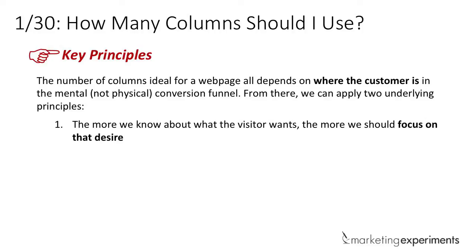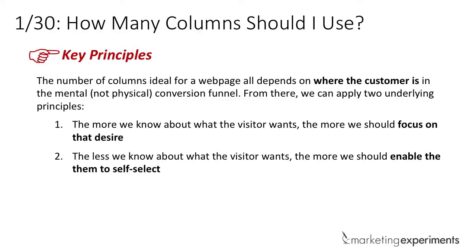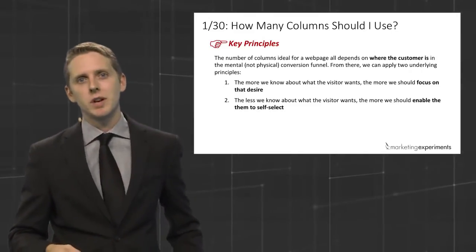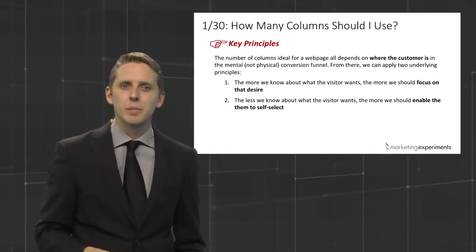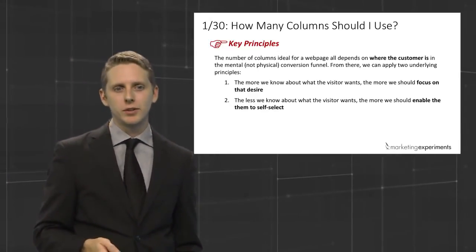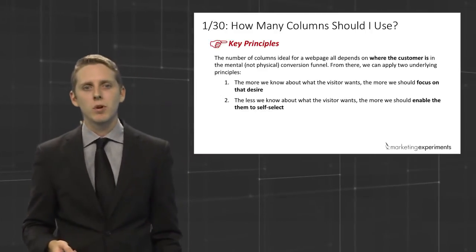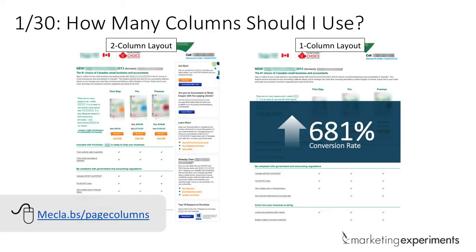So the more you know about the customer, the more you should focus on that desire. The other way around, the less you know about the visitors, for instance someone coming to your homepage, where you may have different types of visitors and you don't know what kind they are. In those situations, we see that going from 1 column to 3 columns can actually improve conversion whenever you're using it to help direct and enable the prospect to self-select. Again, if you want to see more about that clinic, you can go to the URL right there, Meclabs/page columns.